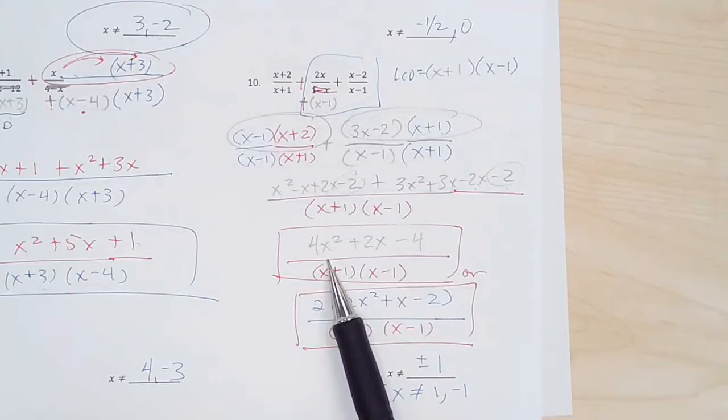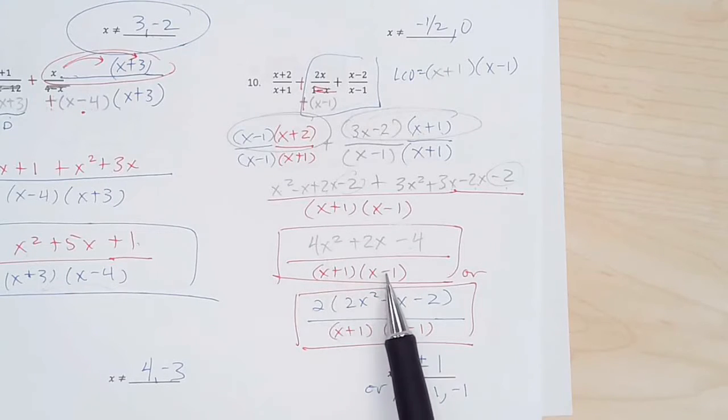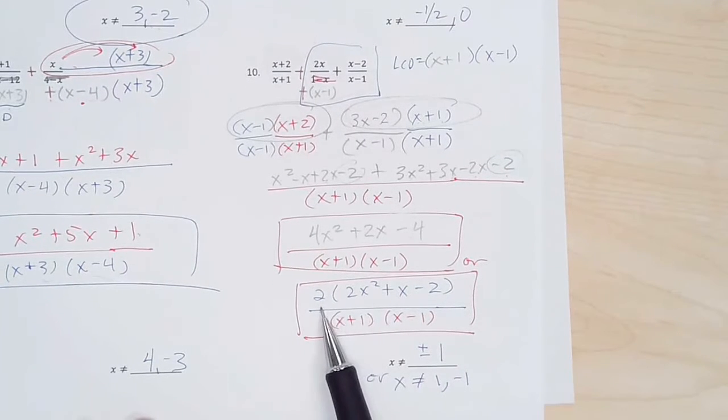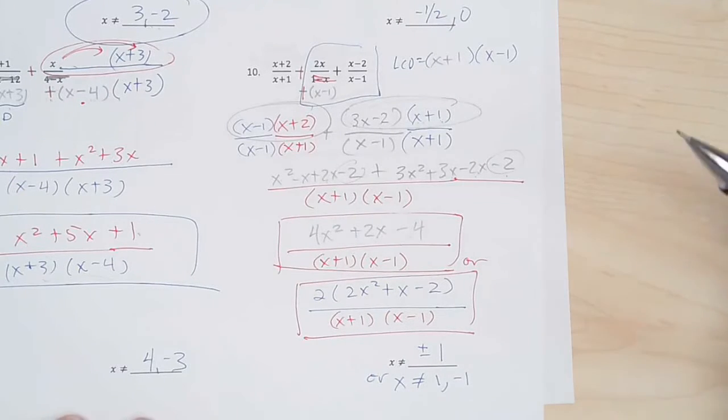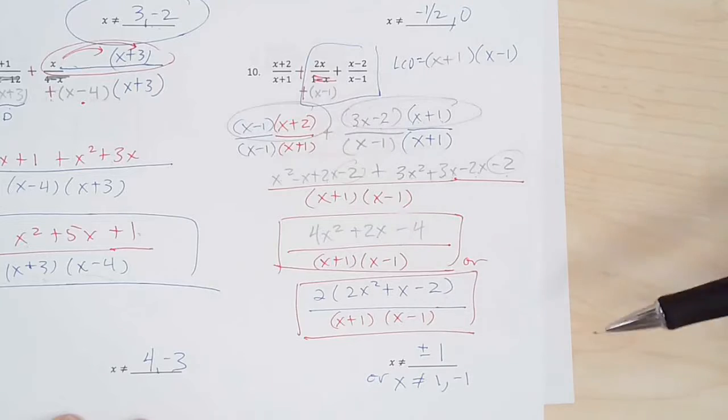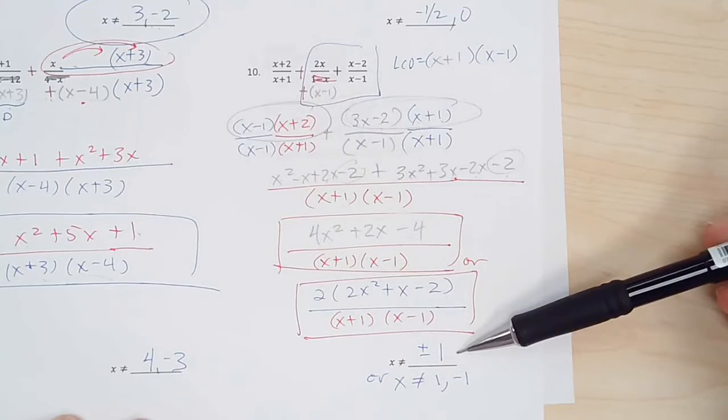4x squared plus 2x minus 4 over your LCD, which you could factor 2 out of, but it doesn't allow you to factor any further, so you could just leave it here, it doesn't matter. The excluded values are positive 1 and negative 1.